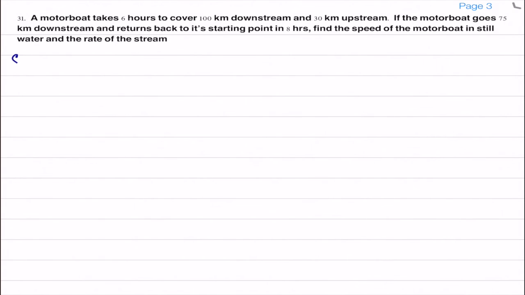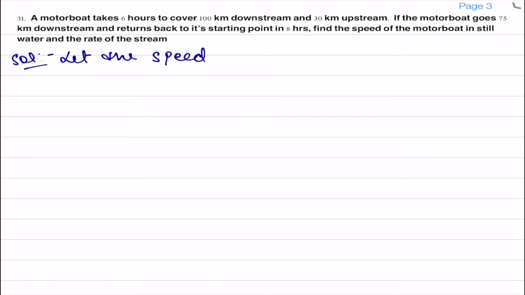So first here we will suppose the question is, see the question children: a motorboat takes 6 hours to cover 100 km downstream and 30 km upstream. If the motorboat goes 75 km downstream and returns back to the starting point, meaning upward and downward both the distance is 75 km, then it takes 8 hours. Find the speed of the motorboat in still water and the speed of the current of the river. So let's start with the question.